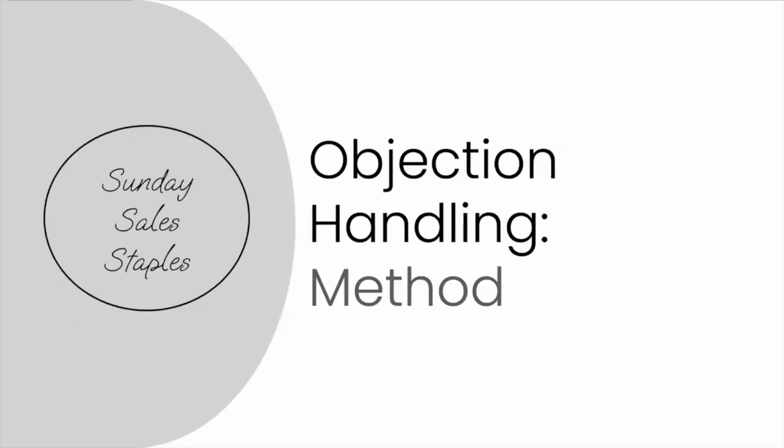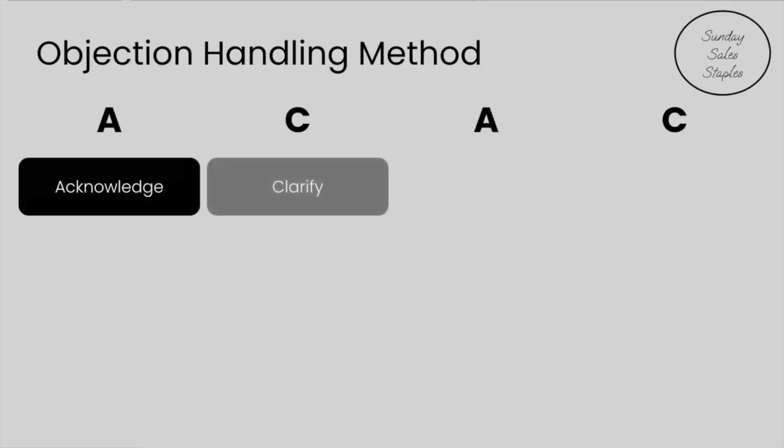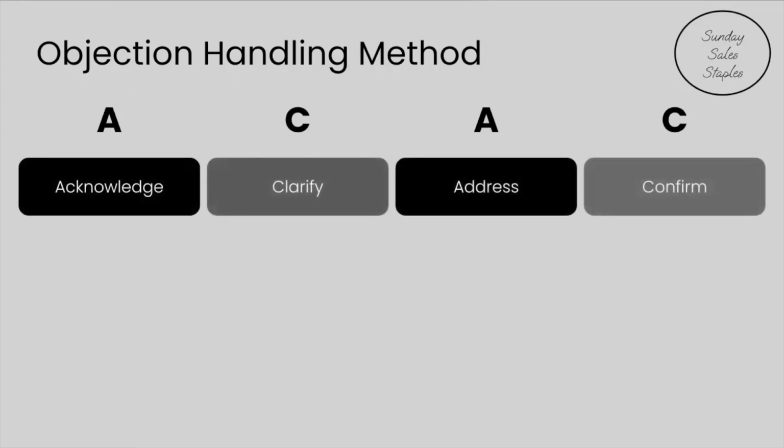There are a few objection handling methodologies that you can find on the internet. However, the one that has worked best for me and my teams in the past is something I like to call ACAC. It stands for Acknowledge, Clarify, Address, and Confirm. It's a common methodology that you can find throughout sales organizations worldwide.